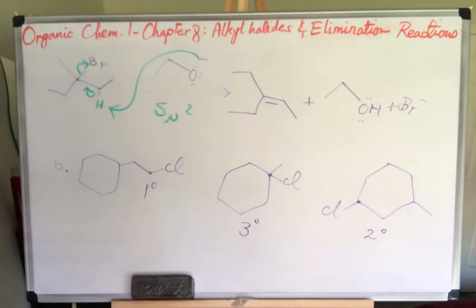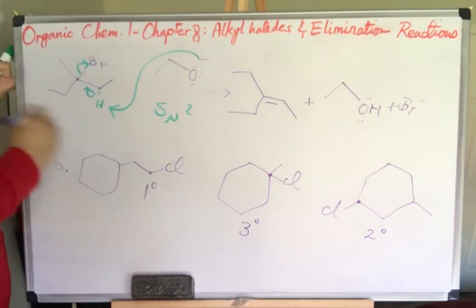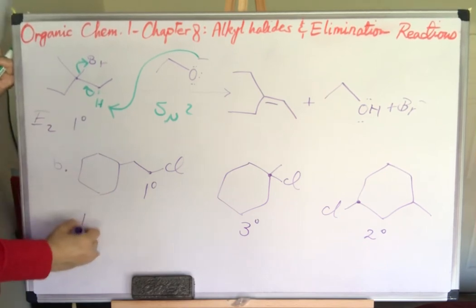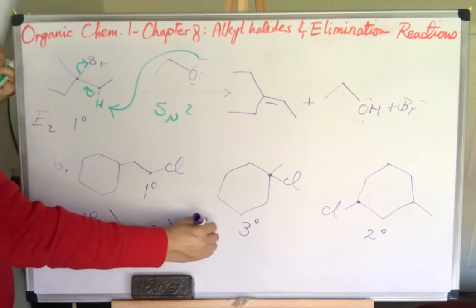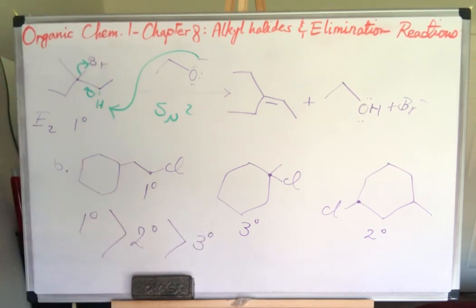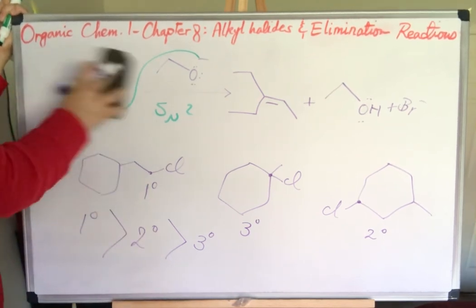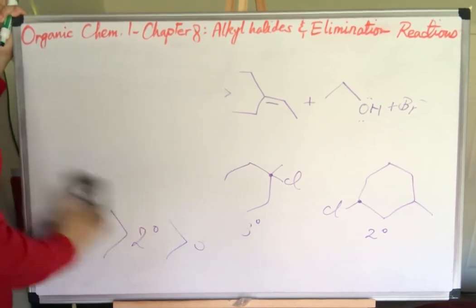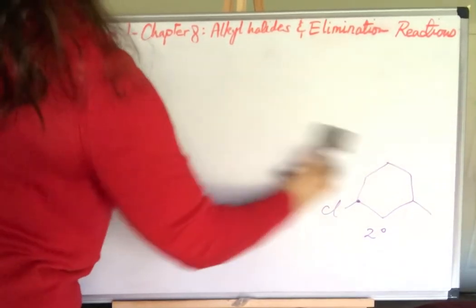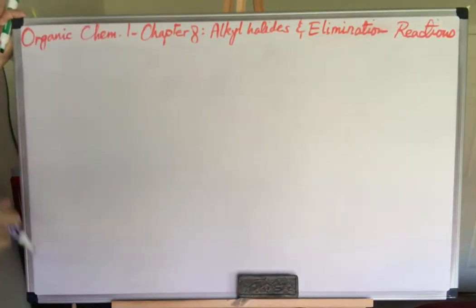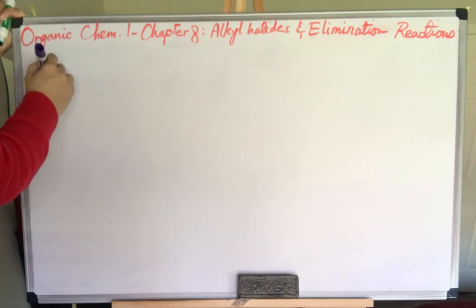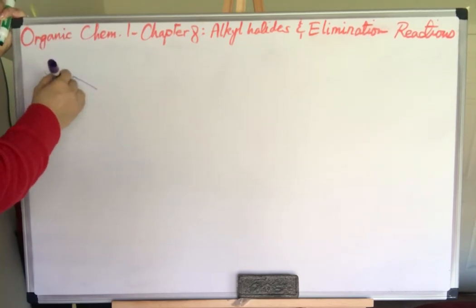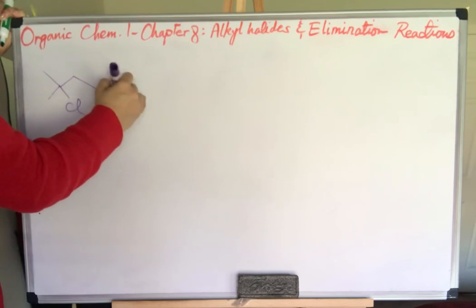The requirement for E2 is that E2 is better with primary alkyl halides. So primary alkyl halide is the best. Then the secondary, and the most crowded one is not very suitable for an E2 mechanism. All right? You do A, the same approach is applied. The last practice on page 4 is asking for drawing a mechanism for this reaction.